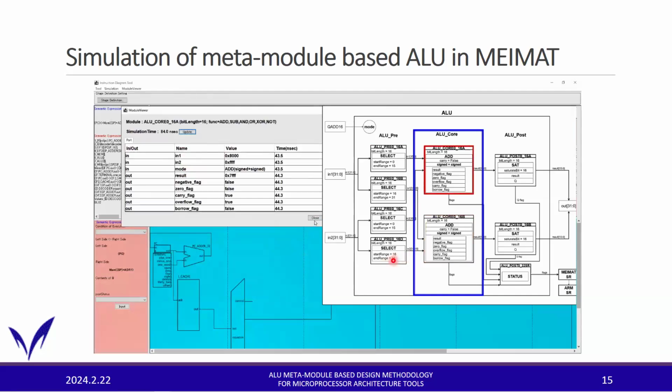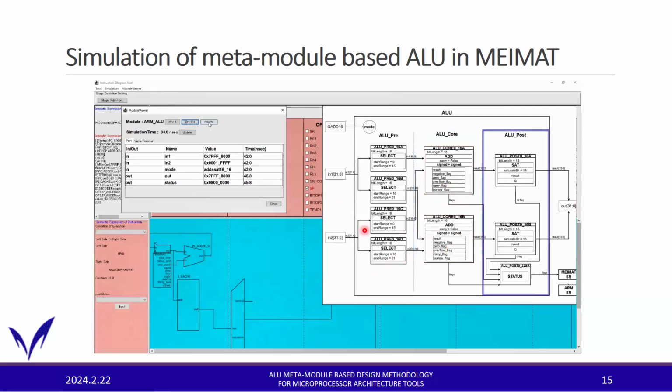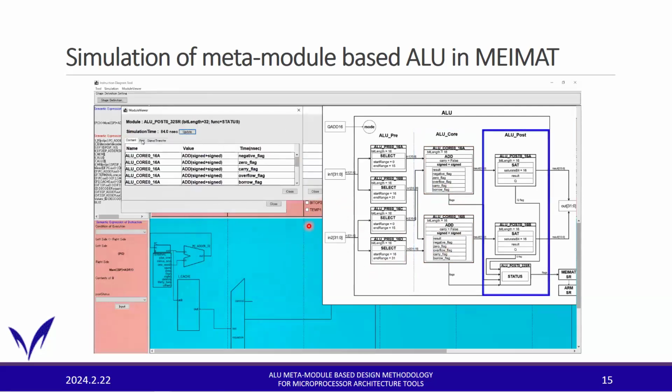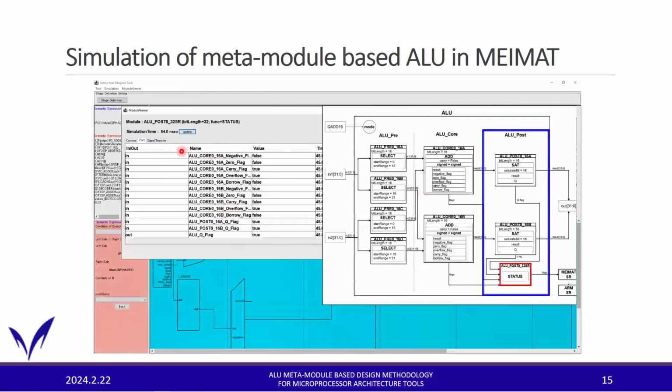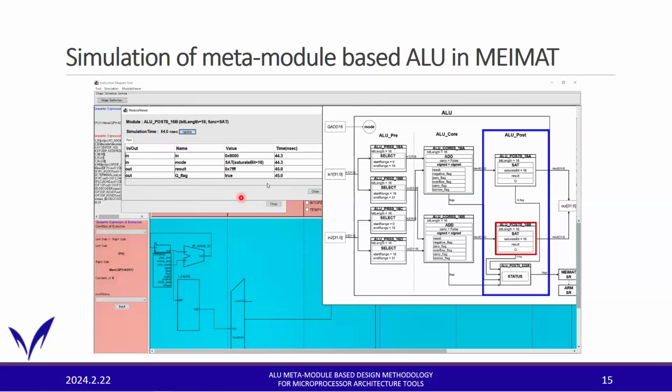Oh, okay, thank you. And here it shows the two modules created by the ALU core-0. So the next button for ALU post-0 will show a submodule with the status function, which contains flags from other submodules, and the set function with two more submodules from ALU post-0. Here's the information of the ALU post-0 16B, and next one will be the ALU post-0 16A.